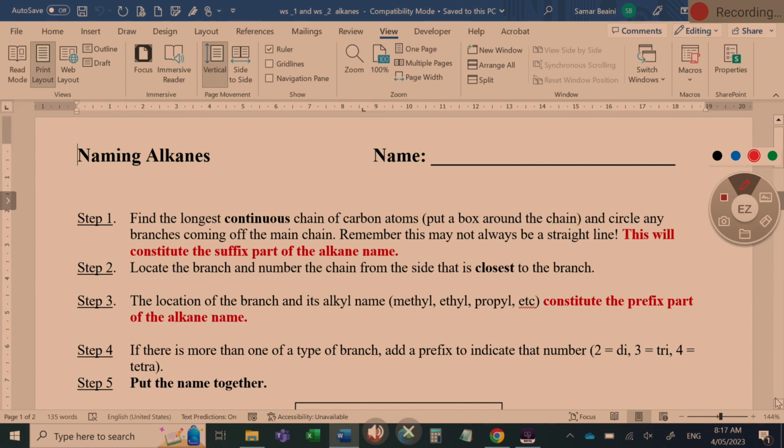So the first thing is to decide how to number the longest chain. Start with the carbon that's closest to the side chain. Even if I have 2 or 3, the closest one to the first side chain is where you start numbering. That number is the first thing you write, then a dash, and then the name of the group. That's my prefix. So the prefix is all to do with the location and name of the side chain. If the side chain is on the second carbon, it would be 2. Exactly. So let's practice the first one together.